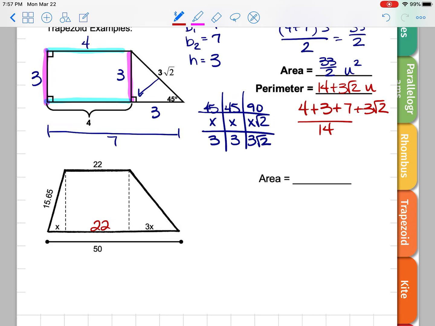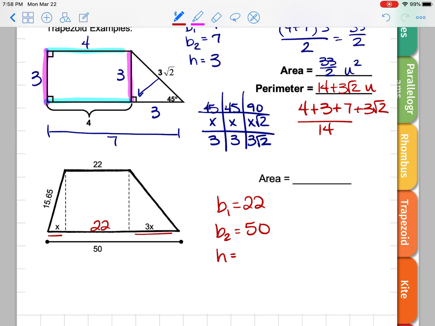So let's think about what we have and what we need. Base 1, the top base, is 22. Base 2, the bottom base, is 50, but we're missing a height. So we have to think about that. So we need to figure out what these little pieces here with the x's are.